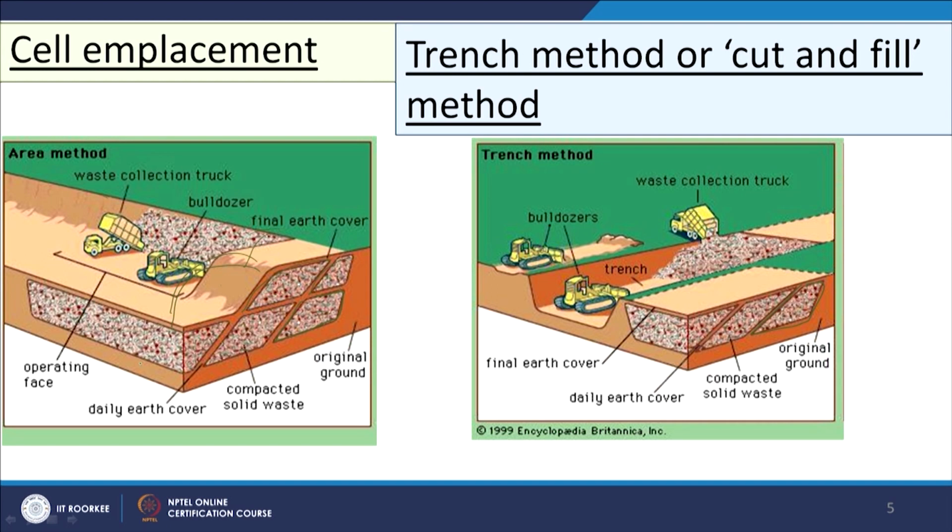In trench method, what we do is, instead of cutting a long big area of the ground, we cut a trench, and the trench is then properly lined. One thing that is not clear with these pictures is that we are not showing the lining very well. All these have to be lined. So very good lining material has to be added here, which will ensure that the liquids that will be generated in this waste do not end up contaminating the groundwater. Alrighty, so this is the trench method, this is the area method.